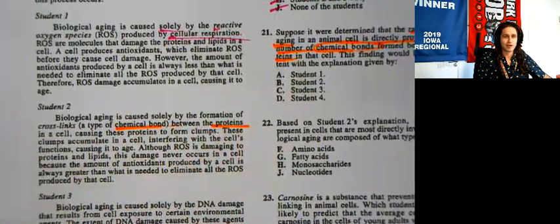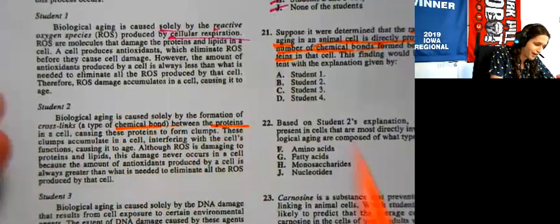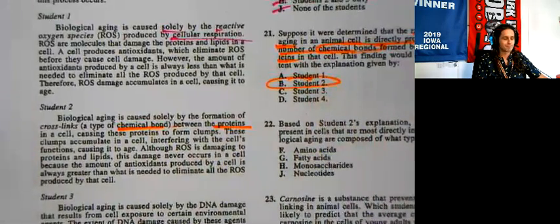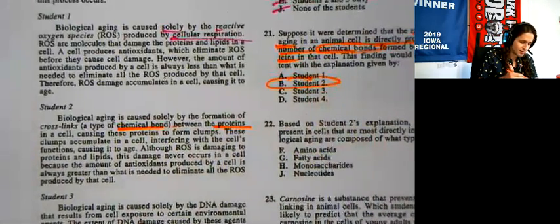Do I know what's going on? Not really, but I found the word chemical bond. And by finding the word chemical bond, you just got a question right in the ACT. Congratulations. Number 22.